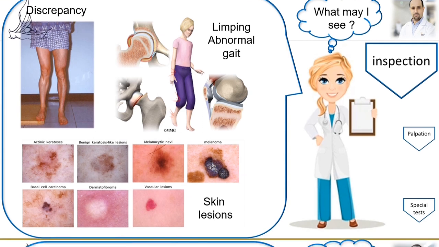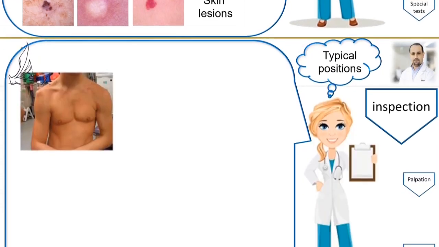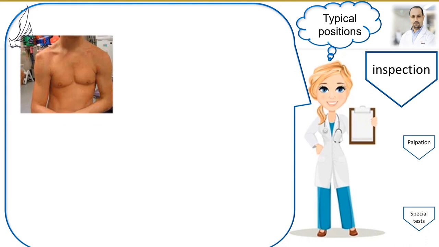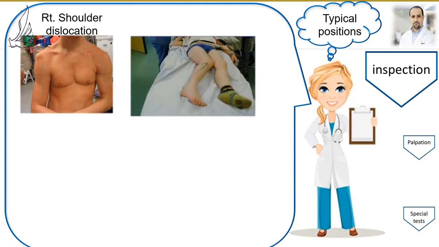Regarding the inspection, also we can see some typical positions that determine the suspected differential diagnosis, like this shape that refers to right shoulder dislocation. The position of flexed hip and flexed knee with shortening and internal rotation of the lower limb refers usually to posterior dislocation of the hip, as we see in the right lower limb here.